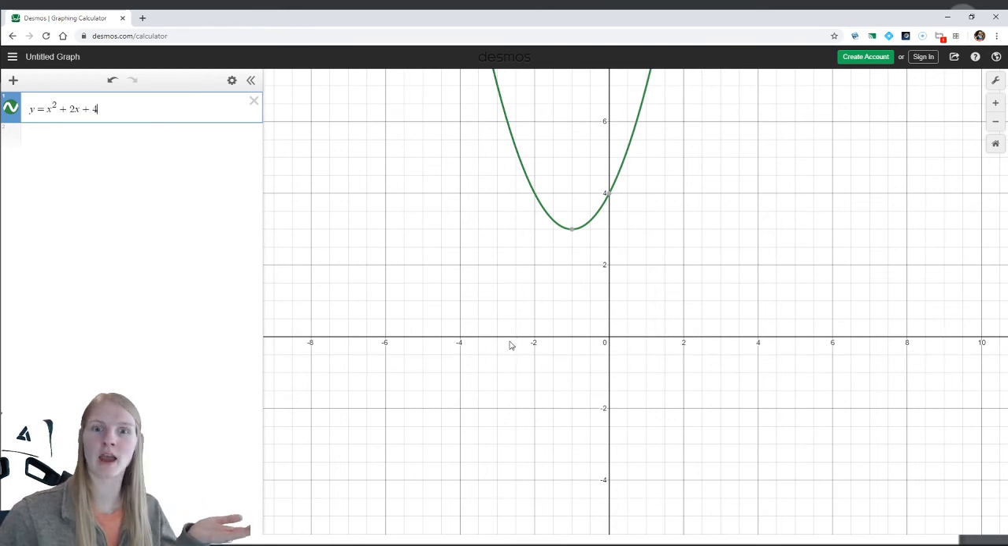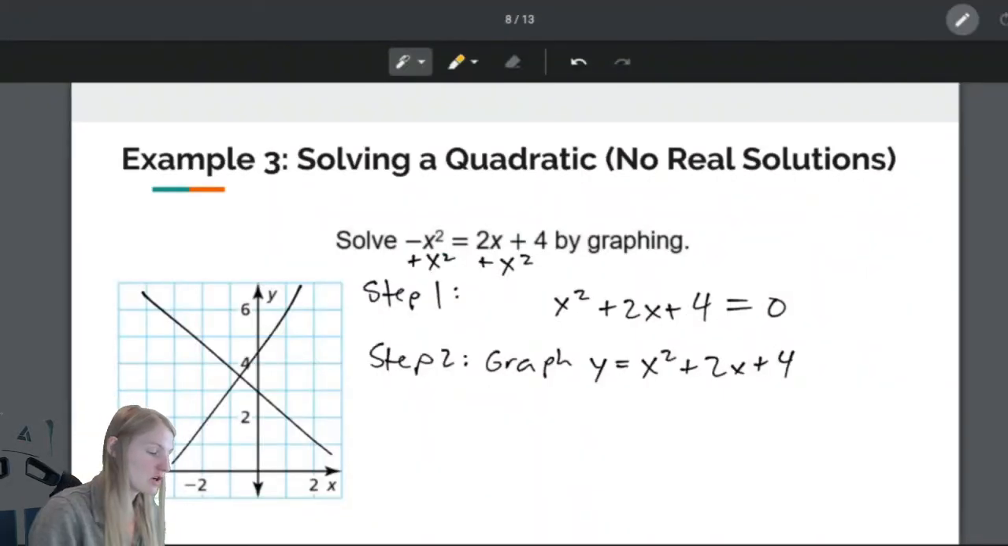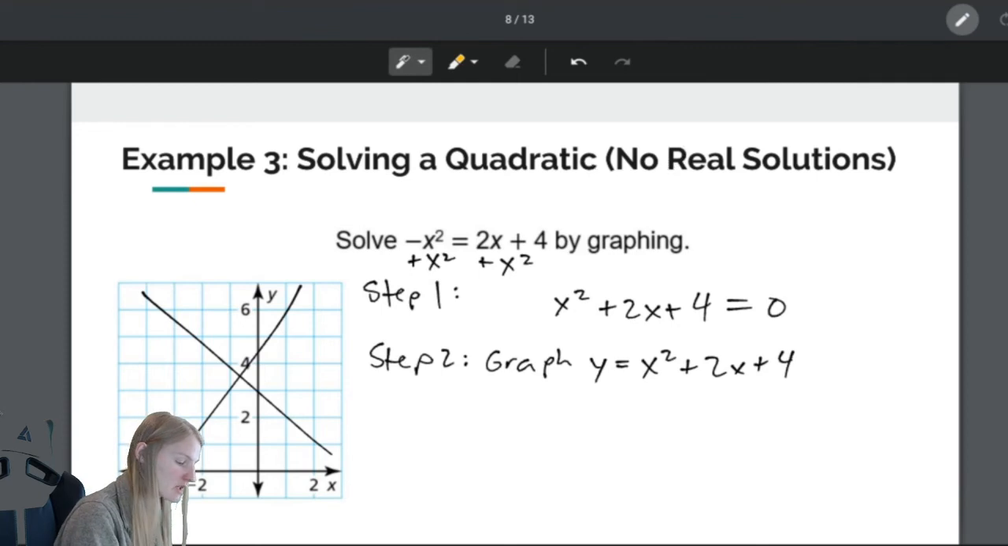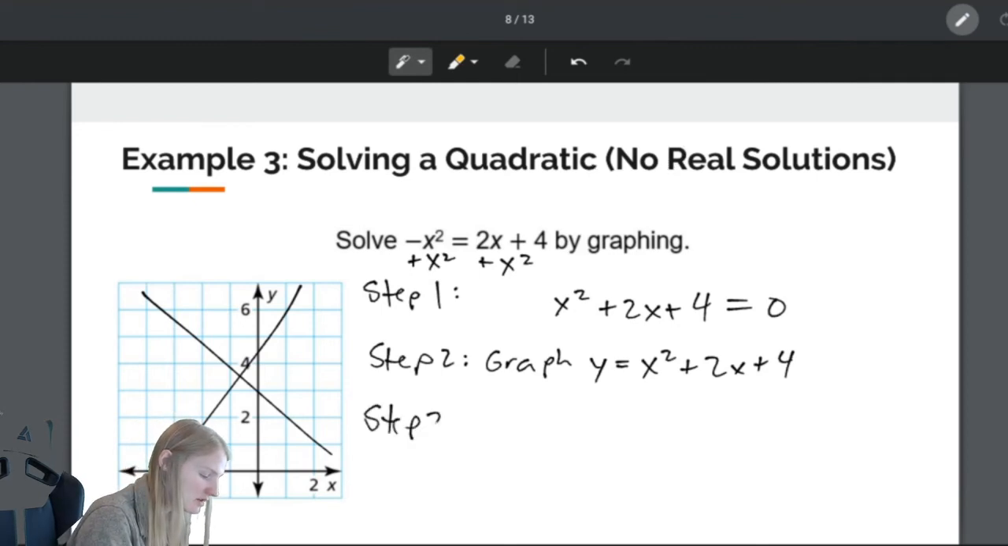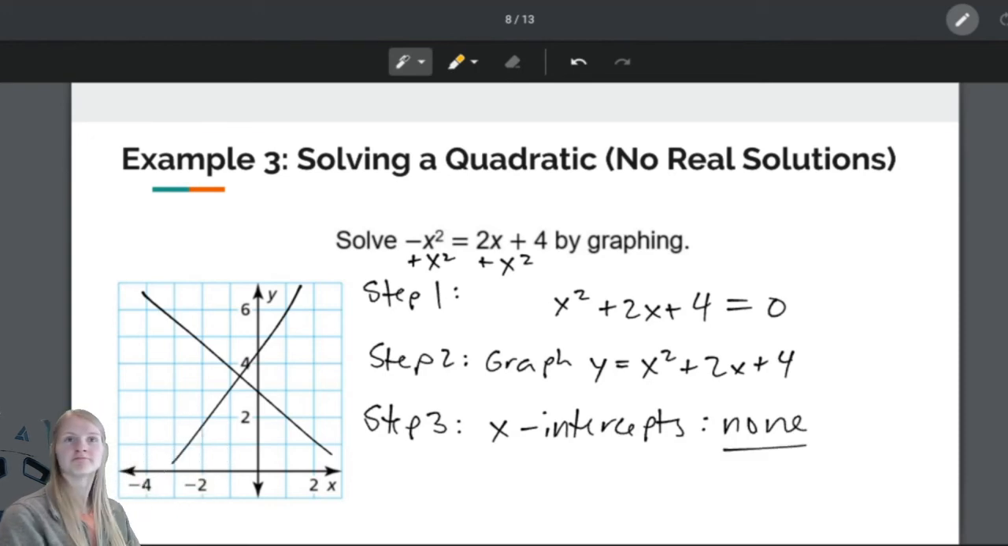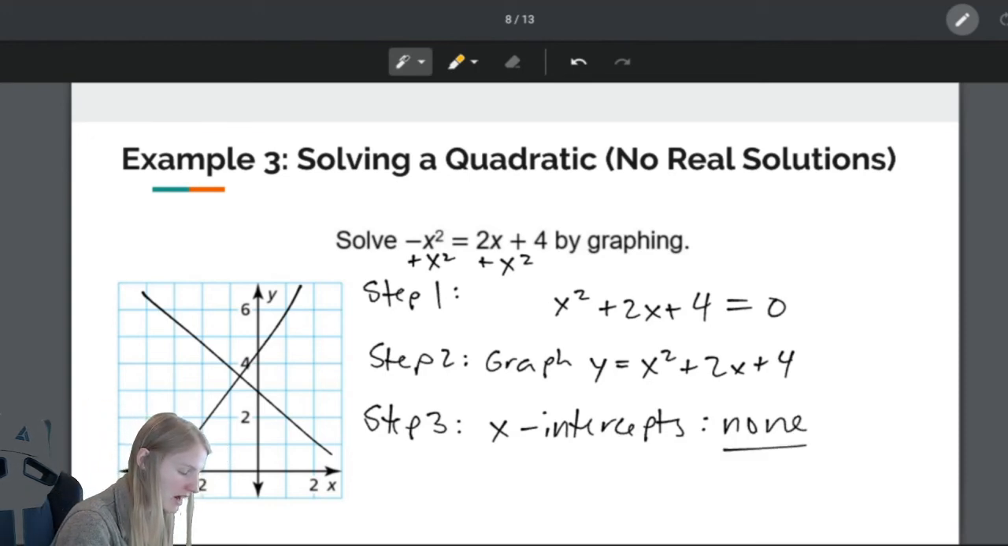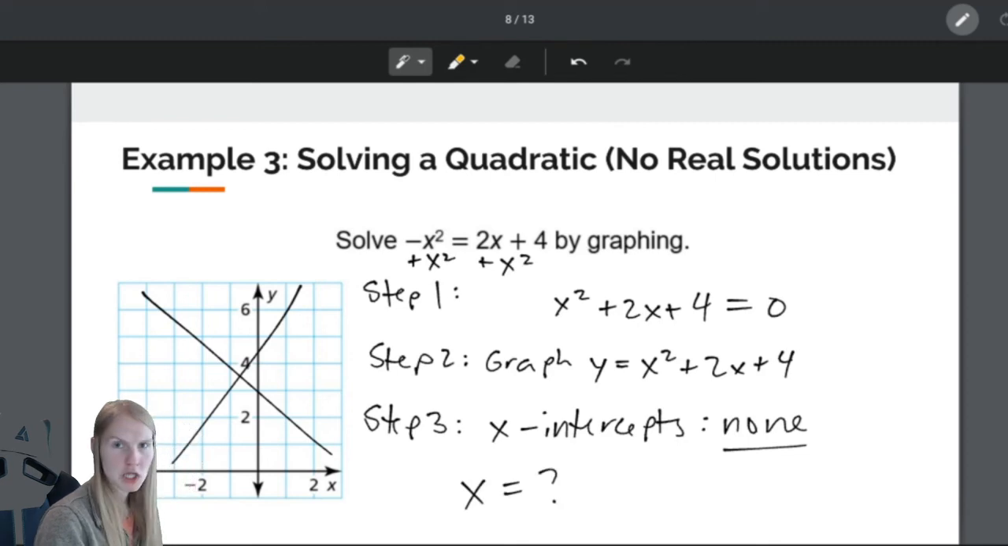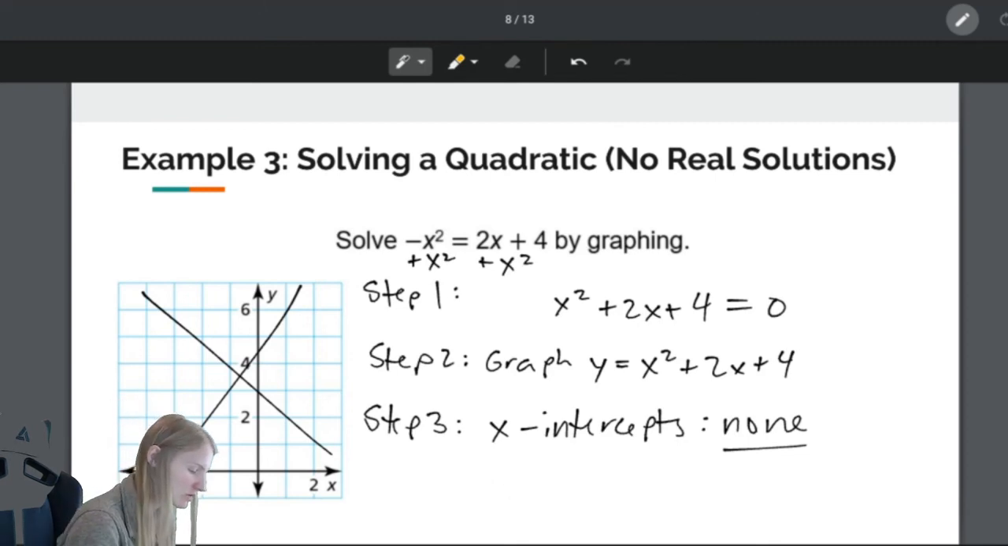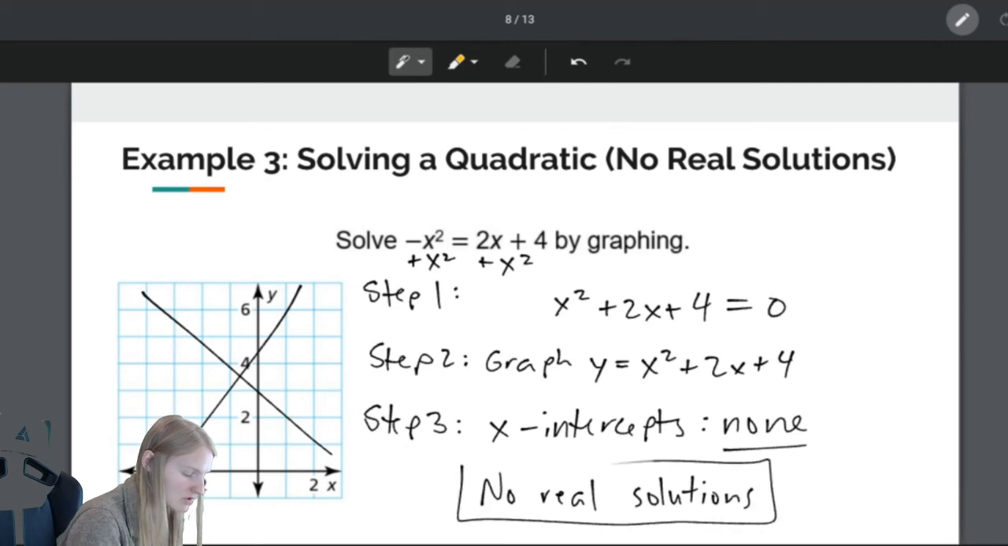It doesn't have any x-intercepts. What? Oh my goodness. Maybe that's why it says no real solutions. Because step 3 is to find the x-intercepts, and there are none. There are no x-intercepts. So x equals nothing. So instead of writing x equals, we write no real solution.